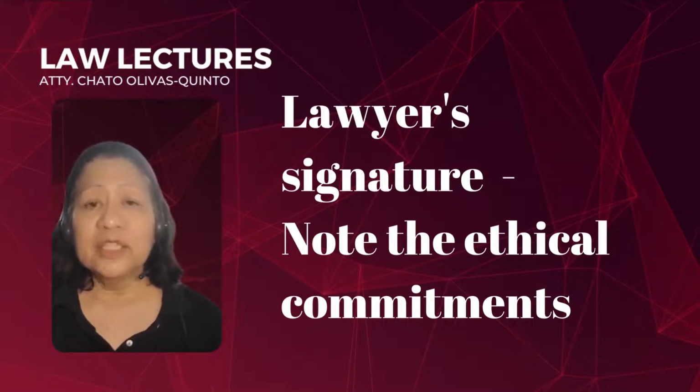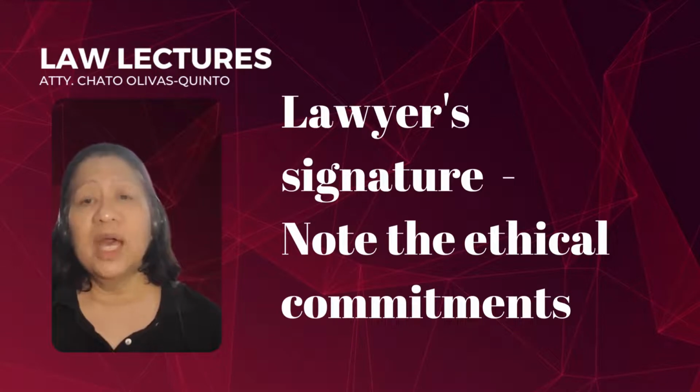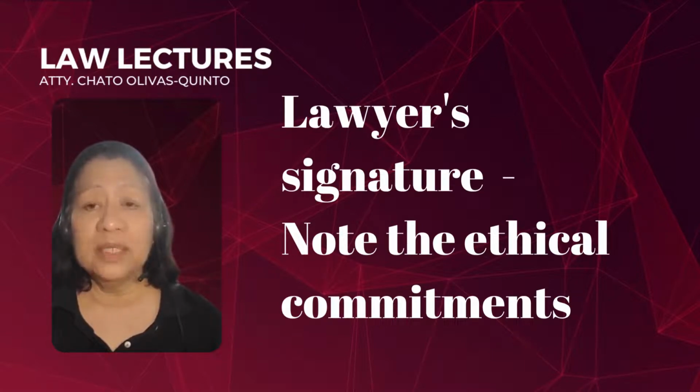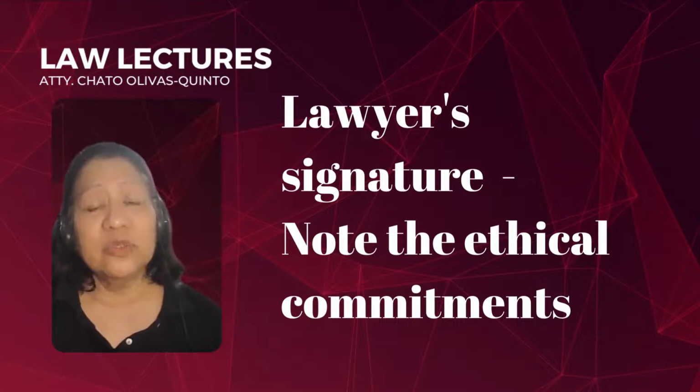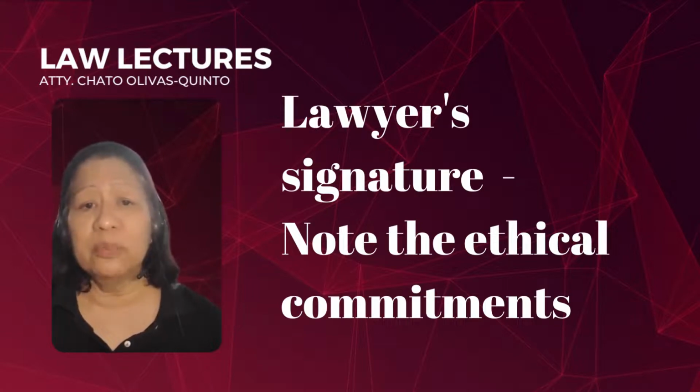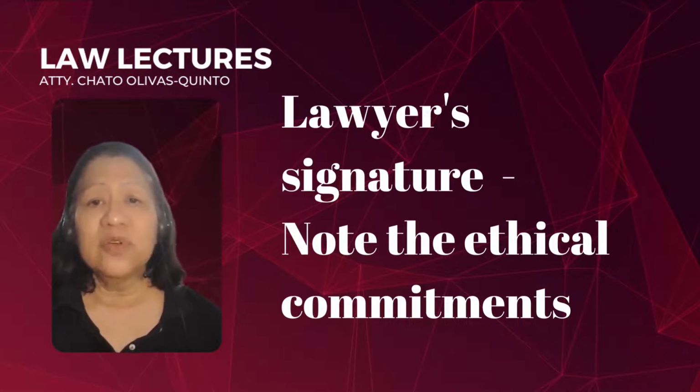Number 3, the factual contentions have evidentiary support, or if specifically so identified, will likely have evidentiary support after availment of the modes of discovery under these rules. And number 4, the denials of factual contentions are warranted on the evidence, or, if so specifically identified, are reasonably based on belief or lack of information. Now, if the court determines that this rule has been violated, it may impose an appropriate sanction or refer such violation to the proper office for disciplinary action.